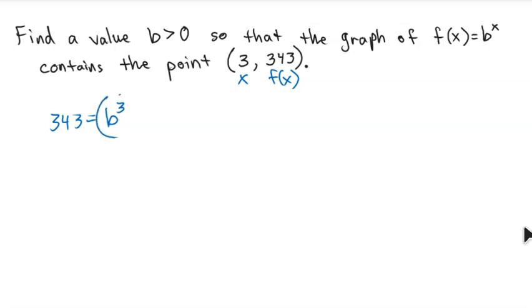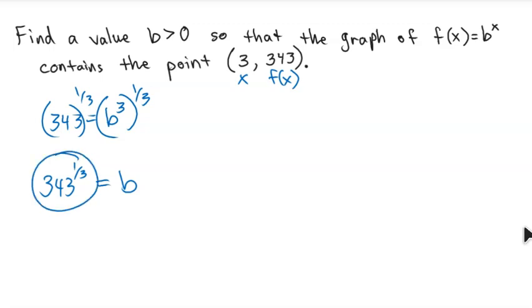So here, to cancel the 3rd power, we're going to raise this to the 1/3 power, which means we're going to raise the other side to the 1/3 power. And so we know that 343 to the 1/3 power is equal to b. Well, what is 343 to the 1/3 power?